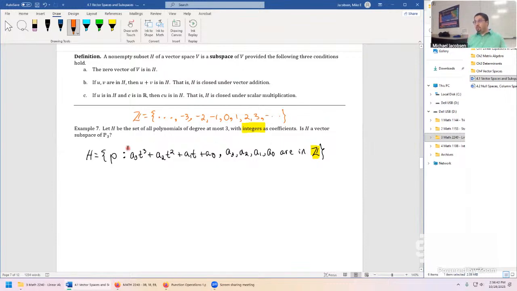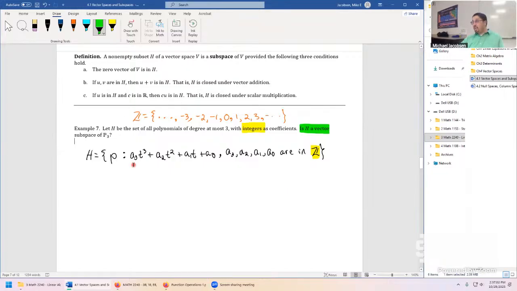These are the kinds of polynomials you would have been working with in algebra courses. You might have noticed you typically had nice polynomials that you were dealing with. So we wonder, is H a vector subspace of P3? H is the set in question. There's definitely stuff inside here.